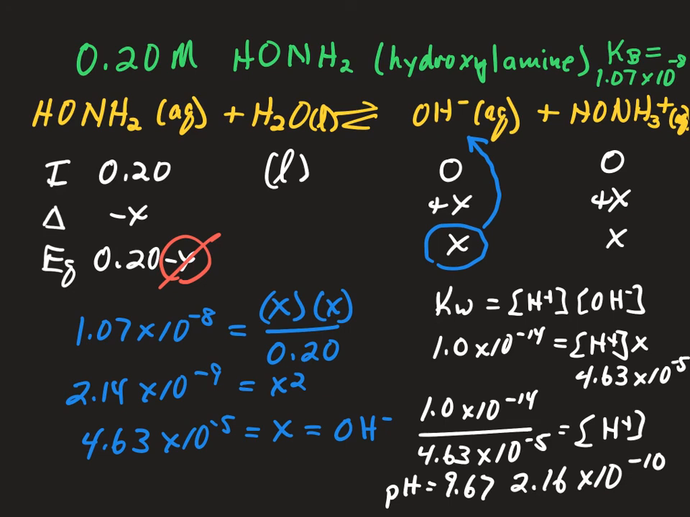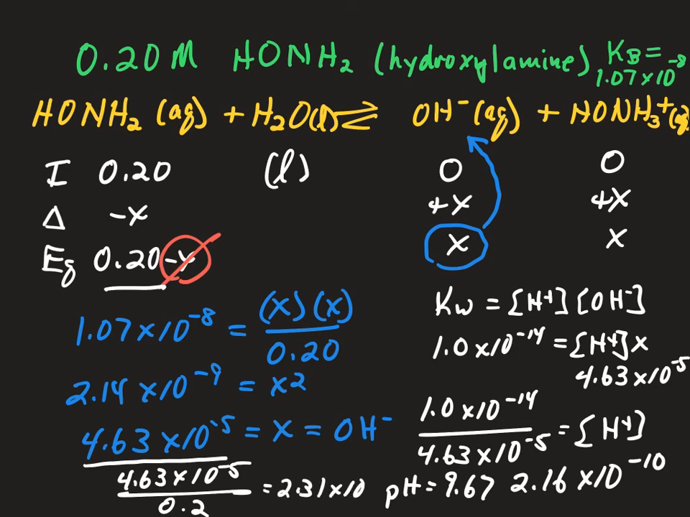Now, I jumped ahead, got all excited. Before we did all that, we should have looked at this number and this number. If you divide the 4.63 times 10 to the minus 5 by the 0.2, you get 2.31 times 10 to the minus 4, which is clearly less than 0.05, which would be 5%. So our estimate was good. We don't have to go back and do the quadratic, and so then we could come up and finish our problem.